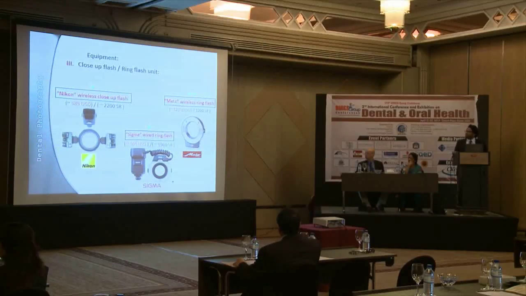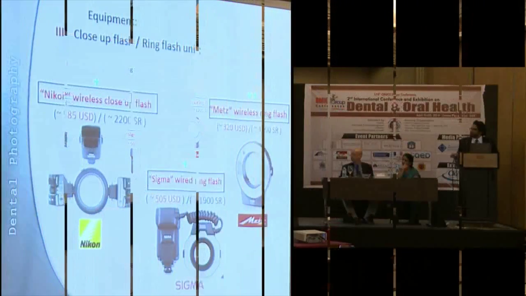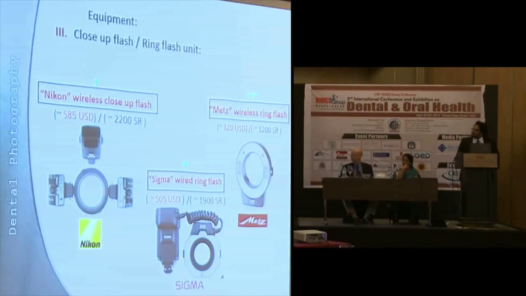Okay, those are different types of flashes I might use. You can see here the Nikon, Sigma, and MITS. Not necessarily the most expensive is the best. As you can see, this one is the cheapest, but it's the most compact and the most preferable to me. This one is kind of huge. You can see it's a large setup. This one is wireless.